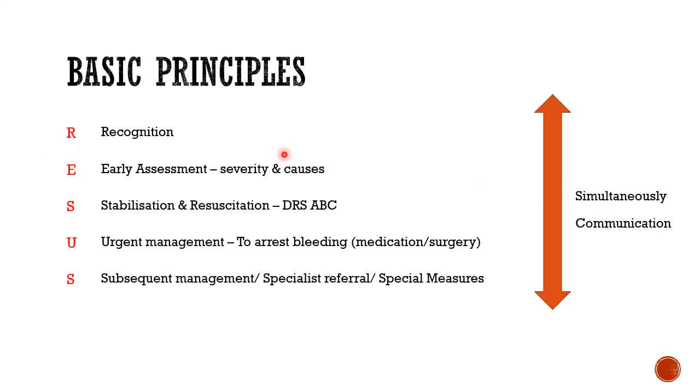So as a summary, you need to know what is happening, you need to know what kind of hemorrhage this is, and then you need to quickly assess severity and the cause. You need to stabilize and resuscitate the patient, and you need to arrest the bleeding, and the further management depends on what is the cause. All this has to be done simultaneously, and it's very important to communicate.